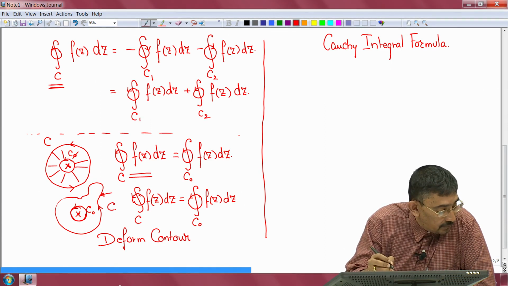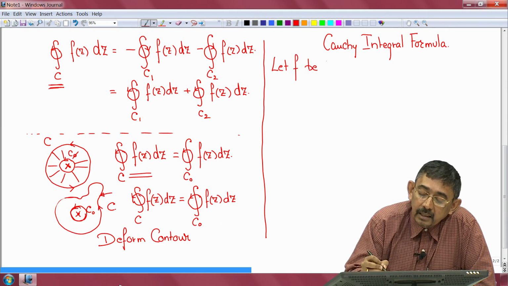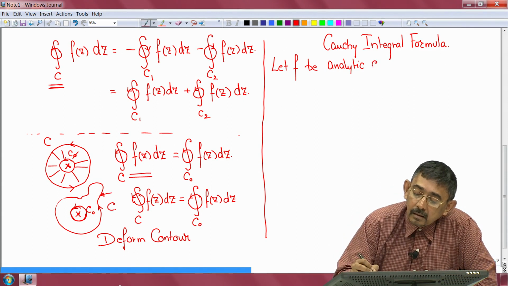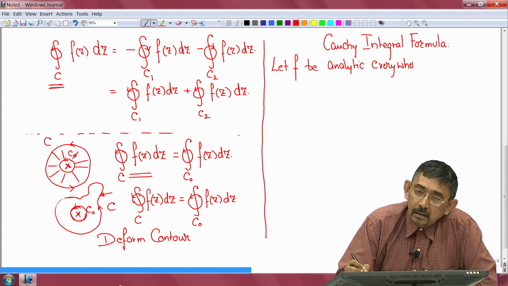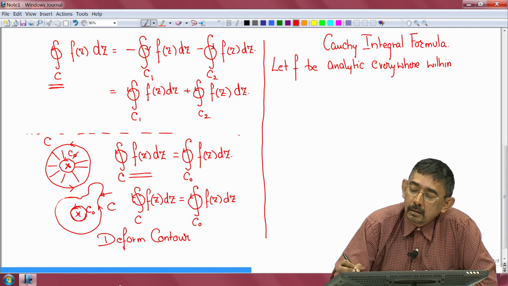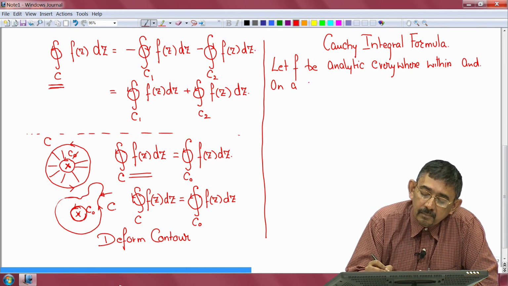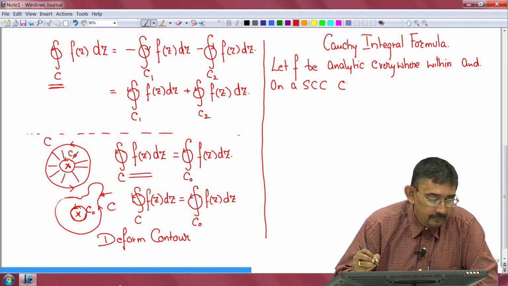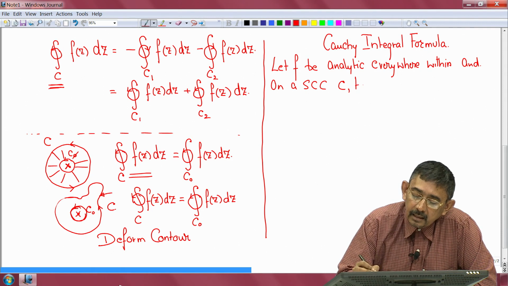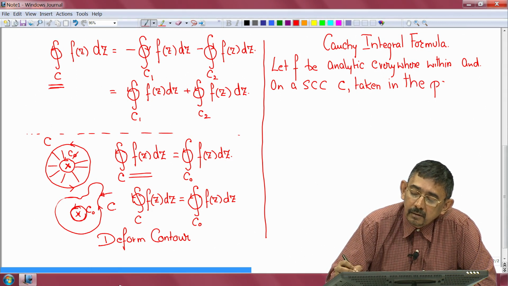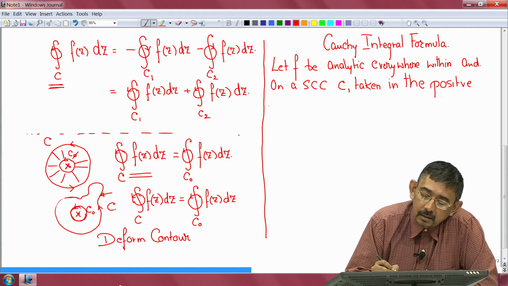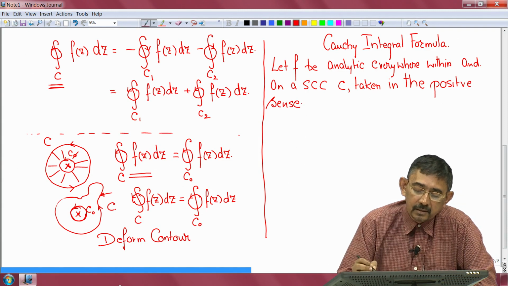So, what does this Cauchy integral formula say? Let f be analytic everywhere within and on a simple closed contour C taken in the positive sense, counterclockwise sense. Okay.